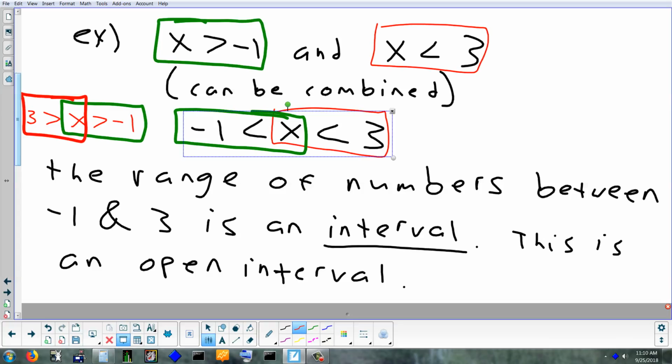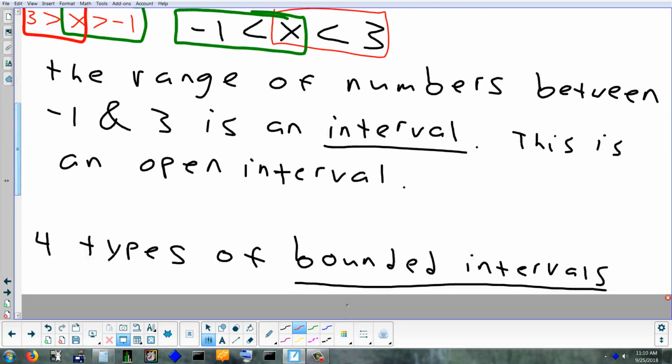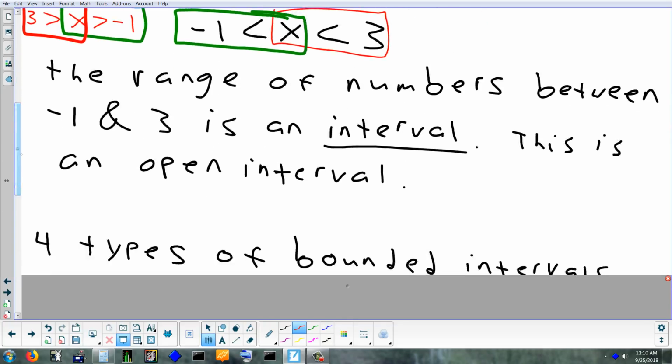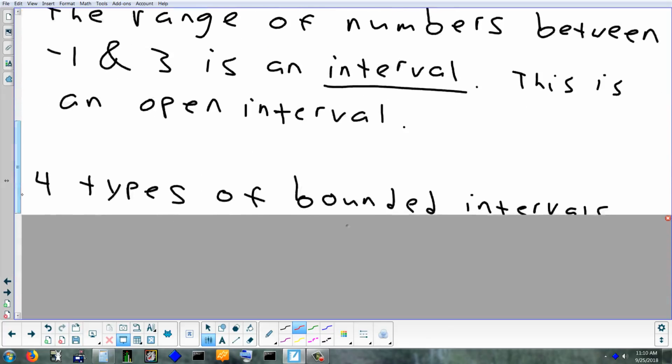Does anyone have a guess what makes this an open interval versus a closed interval? Yep. It's not greater than or equal to. Yeah, it doesn't have the equal to's. It just has the less thans. Or if you're looking at this other one on the left, the greater thans. So we're going to talk in detail about a few different terms: open interval, closed interval, and then bounded and unbounded intervals. Just kind of see what these terms mean.